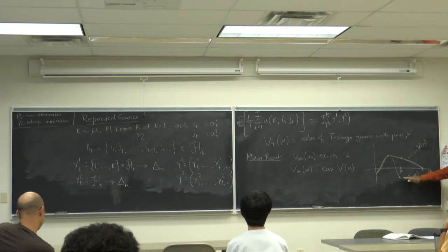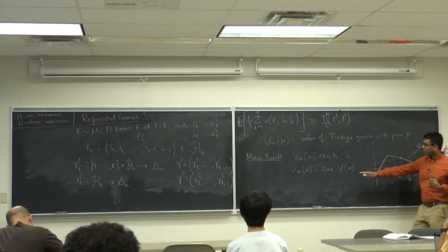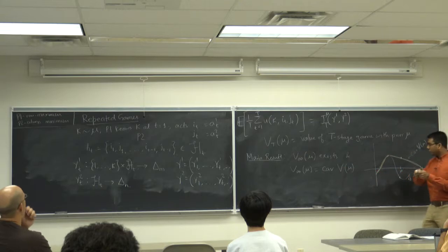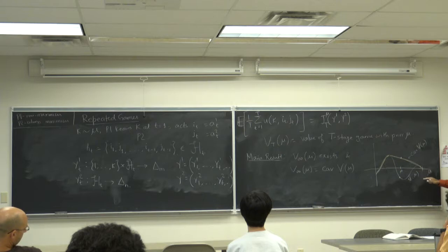So your v of mu looks something like this. If you were playing a non-revealing strategy in a static game, this is your value. But if you play it infinitely many times, this is your value. This is what player one can guarantee himself. So even though in one stage player one had a negative value, in the infinite game player one can get himself a strictly positive value, as long as there are points at which he can get positive values.